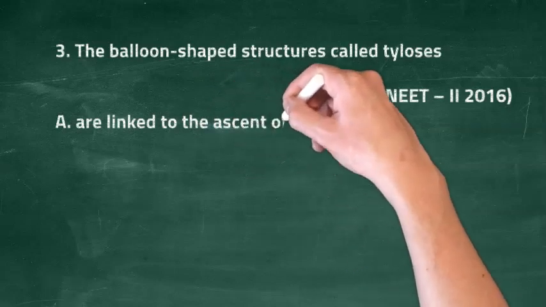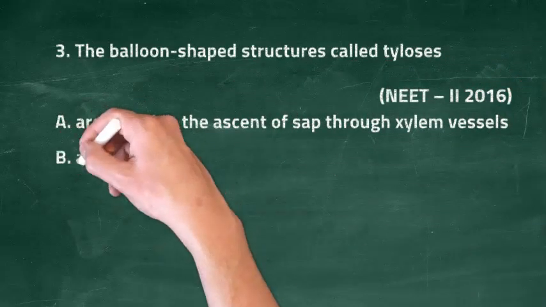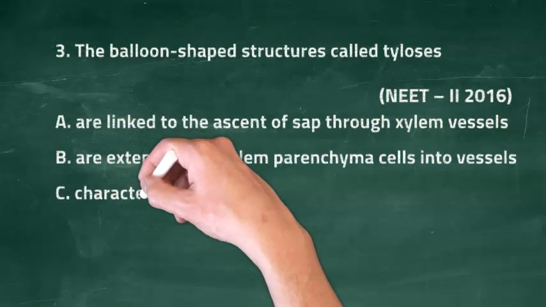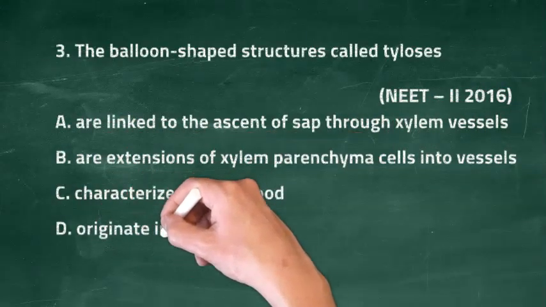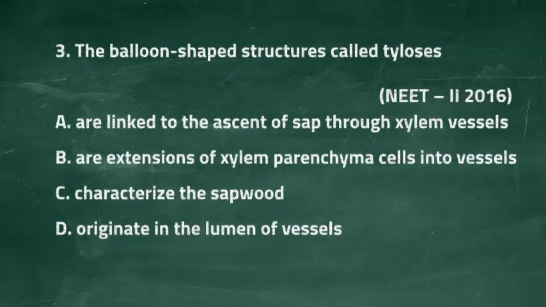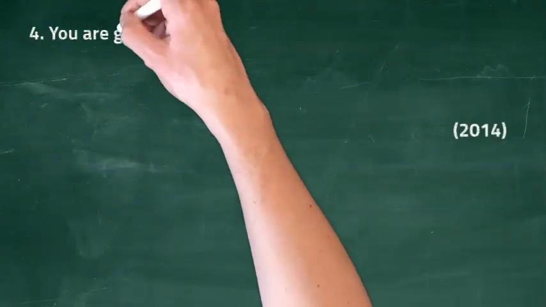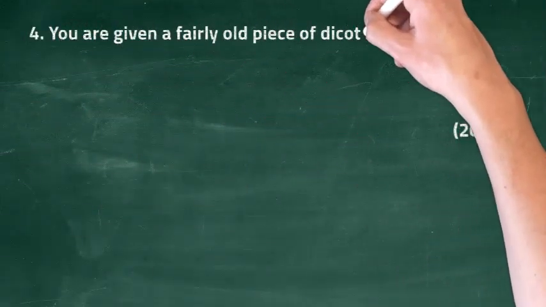Question third. The balloon-shaped structures called tyloses: option A, are linked to the ascent of sap through xylem vessels. Option B, are extension of xylem parenchyma cells into vessels. Option C, characterize the sapwood, and option D, originate in the lumen of vessels. The right answer is option B, are extension of xylem parenchyma cells into vessels.